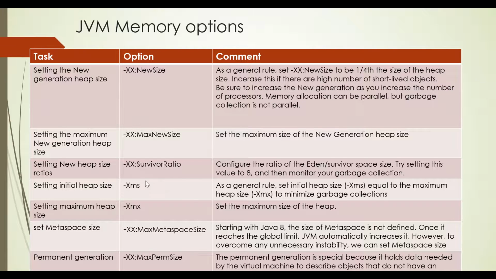You can see that there are different types of memory options. Let's start with -Xms and -Xmx. These are very popular memory options, used for setting your minimum heap memory and maximum heap memory. -Xms is your initial heap size, and -Xmx is your maximum heap size. You just have to define them depending on the JVM you want to start and how much memory it needs.